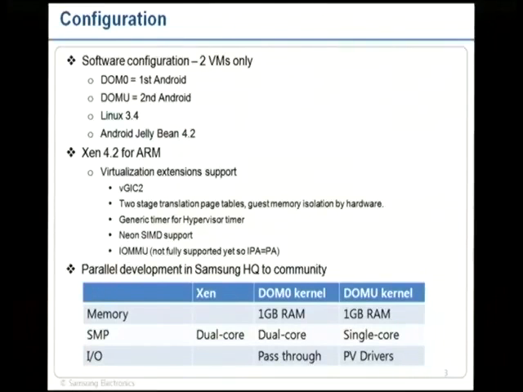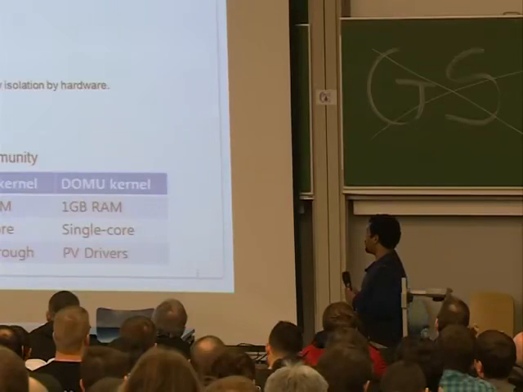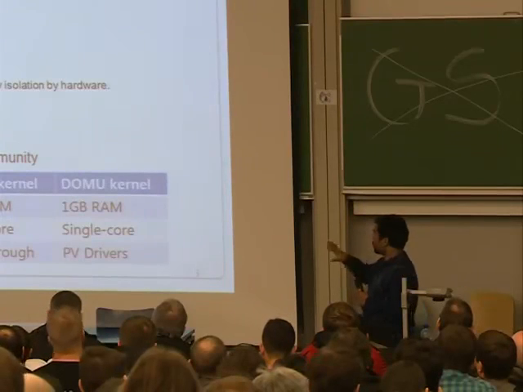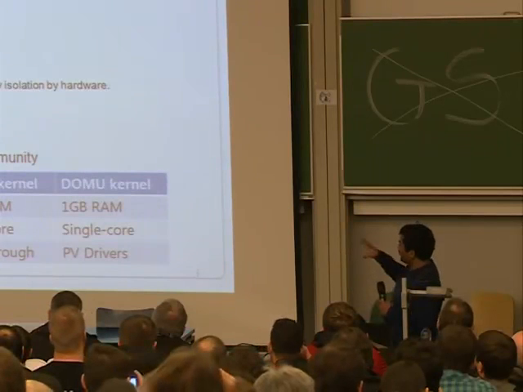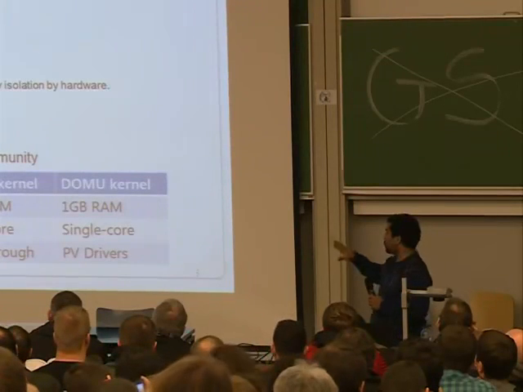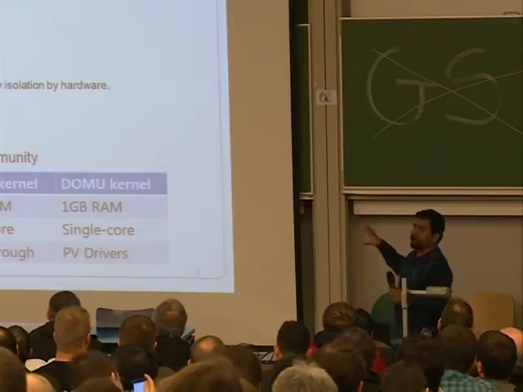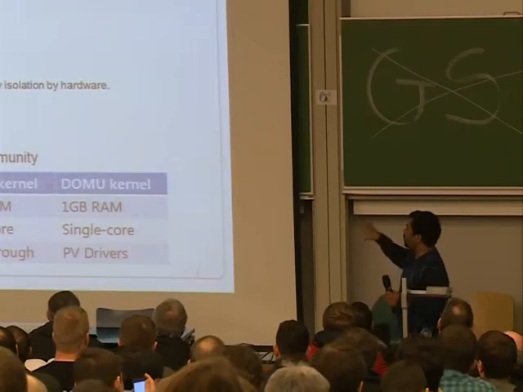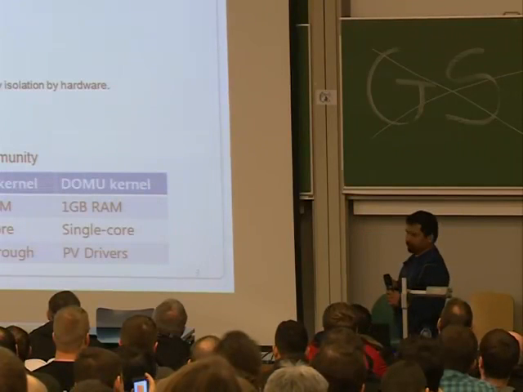As you see in the configuration, the DOM0 kernel has been assigned 1 GB of RAM, and DOM-U 1 GB, and XEN is fully SMP aware, supports full SMP. DOM0 was also supporting SMP. The demo we have supports single core DOM-U, but we have made lots of changes, and DOM-U now supports multi-core as well. The main difference I would like to emphasize here is that in the DOM0 kernel, all the IO devices are passed through, and the DOM-U kernel uses the PV drivers. So this is the whole configuration of the device.